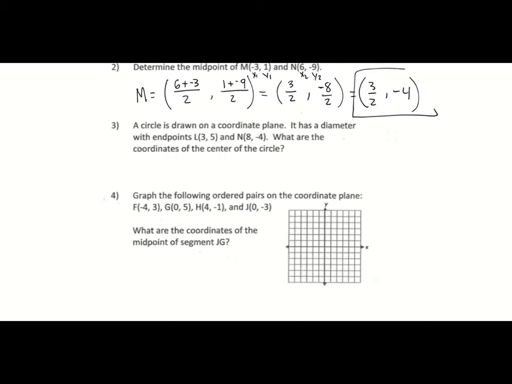We have negative this time, so x1, y1, x2, y2. When we add our x values, we get 6 plus a negative 3 over 2. When we add our y values, we get 1 plus a negative 9 over 2. 6 plus negative 3 is 3 over 2. And 1 plus negative 9 is negative 8 over 2. And we can simplify that a little further. We get 3 over 2, comma negative 4. This is our midpoint of those 2 points.